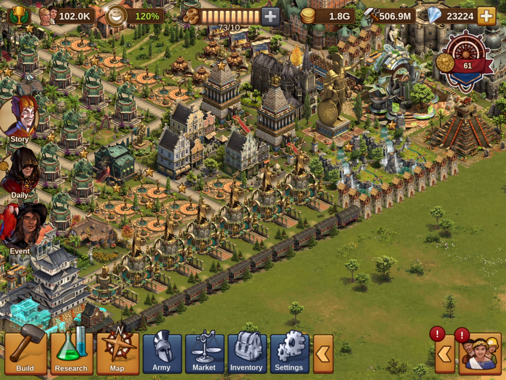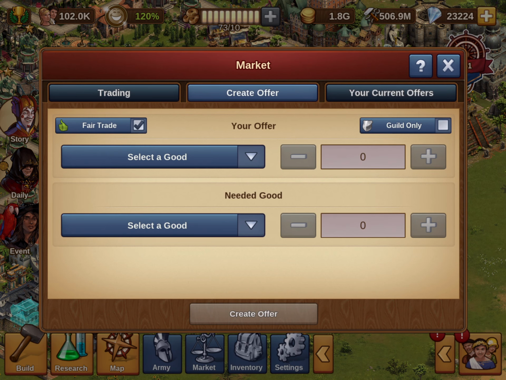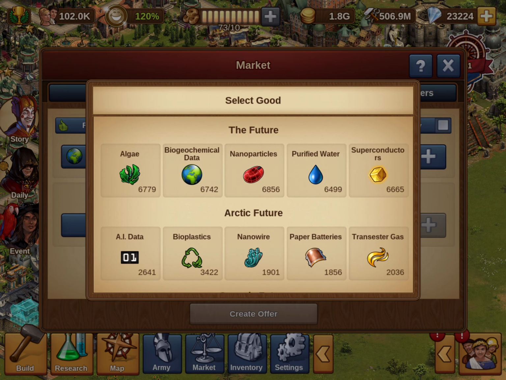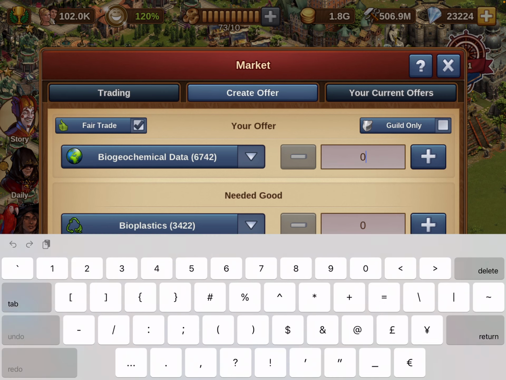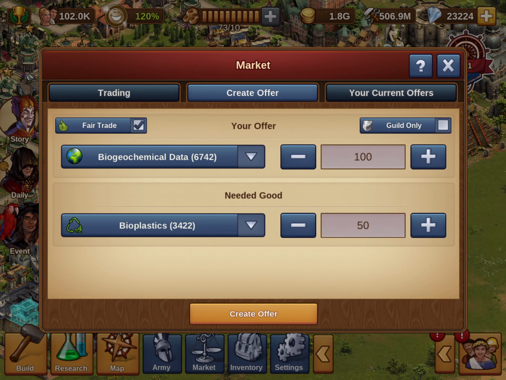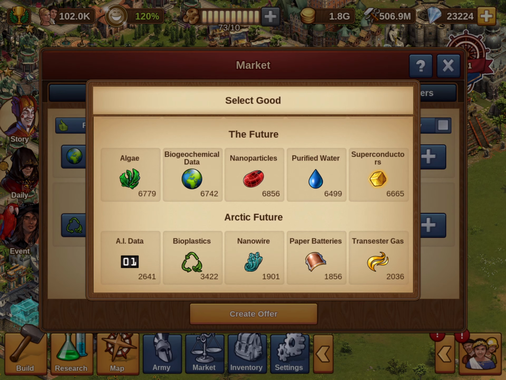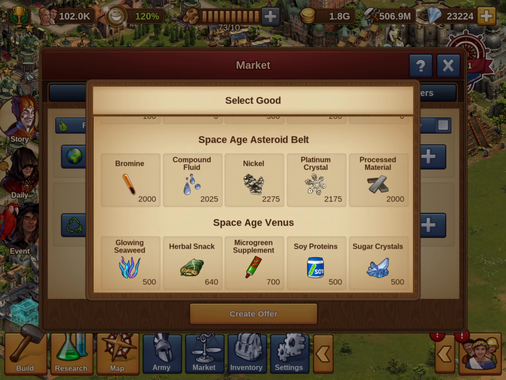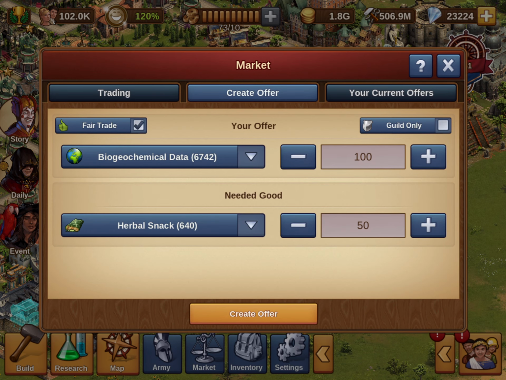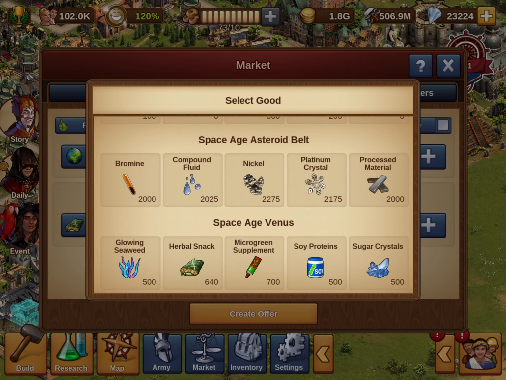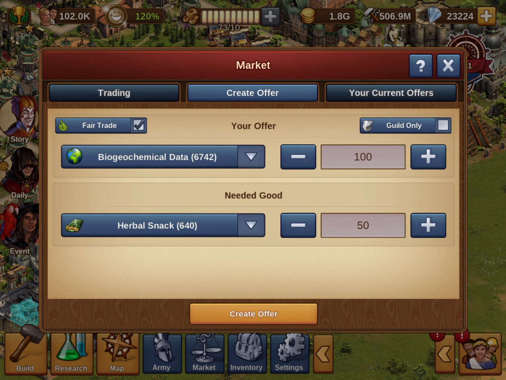First thing to remember from the last video, where we talked about fair trade really being more of a misnomer. Think of it more as your max rate when you're trading down in eras, or your minimum rate when you're trading up. If you're trading 100 biogeochems, it's 50 plastics. That's what the system considers a fair trade. There's also 50 bioplastics could equal 50 herbal snacks. That's a 1 age or 5 age difference. It's still considered fair by the computer.